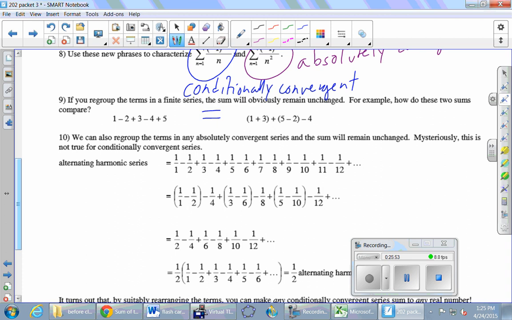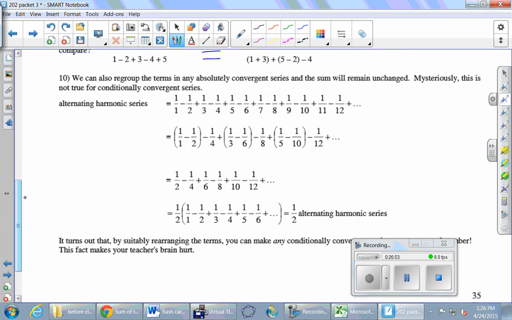Sadly, this is not true when we go to adding infinitely many terms. It's true when you add 5 or 5 trillion. But if you add infinitely many terms, some funny things can happen. So check this out. 1 minus a half plus a third minus a quarter forever. That's our new friend, the alternating harmonic series, yes?